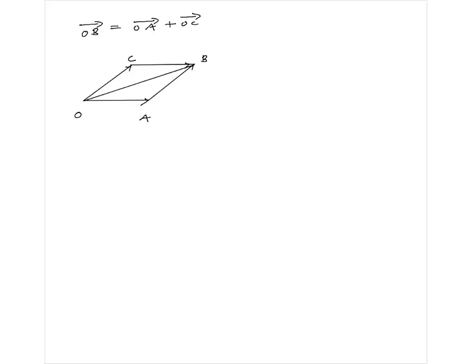How are we going to prove it? Well, it's quite simple actually. We know from the triangle law that OB is OA plus AB, and since this is a parallelogram, the length of AB is the same as the length of OC. They are parallel also. Their lengths are equal and their directions are equal, so they are equal vectors. So in place of vector AB, I can write vector OC. That's it.